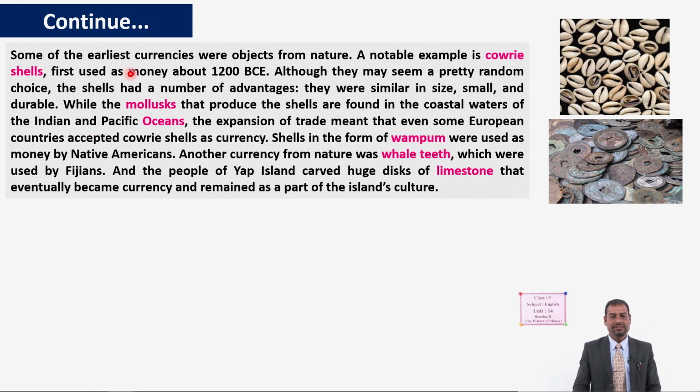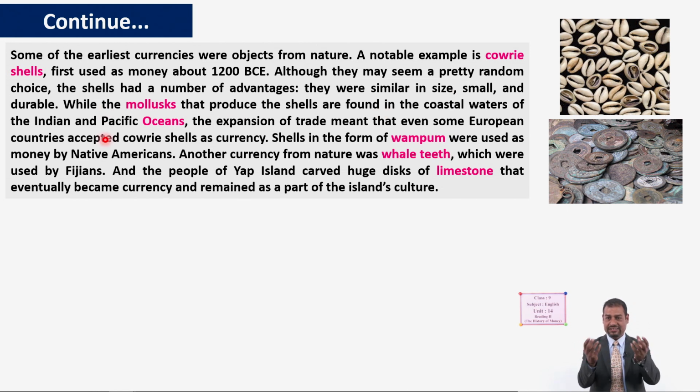Some of the earliest currencies were objects from nature. You just need to keep it in your mind. A notable example is cowrie shells. You can see the picture of cowrie shells. Okay, this object is a cowrie shell. First used as money about 1200 BCE. Although they may seem a pretty random choice, the shells had a number of advantages. They were similar in size. See, advantage of using cowrie shell means they were similar in size, small and durable.